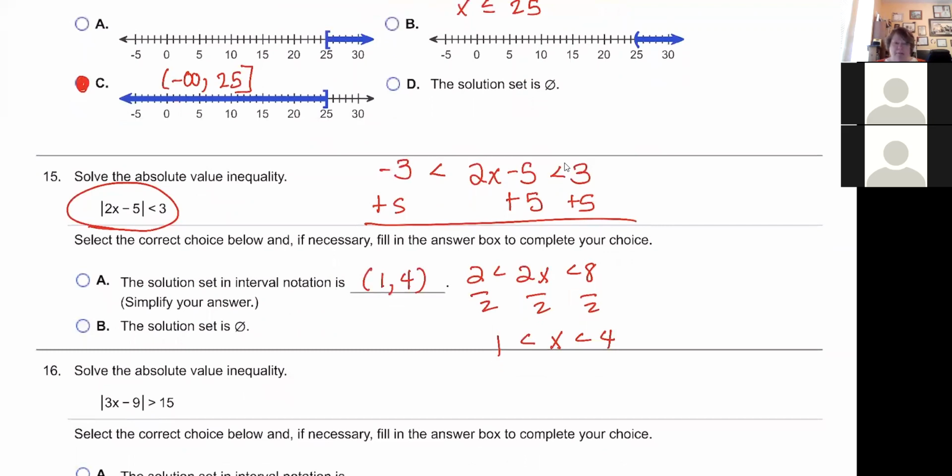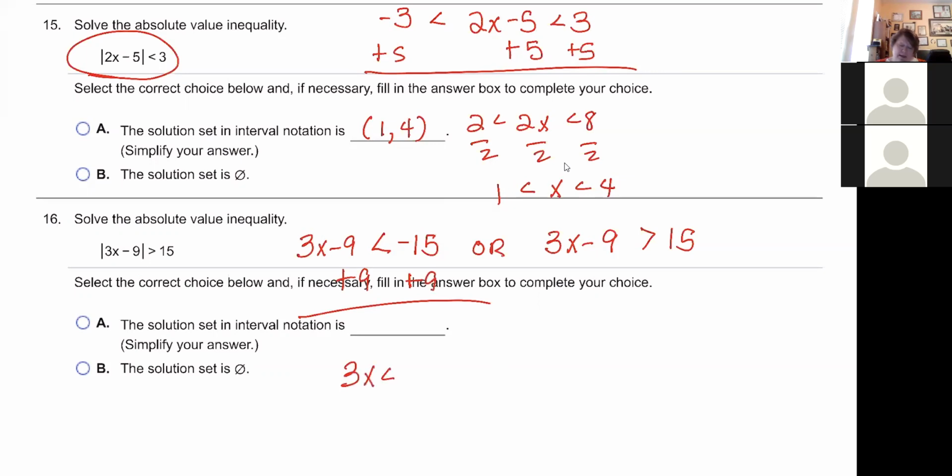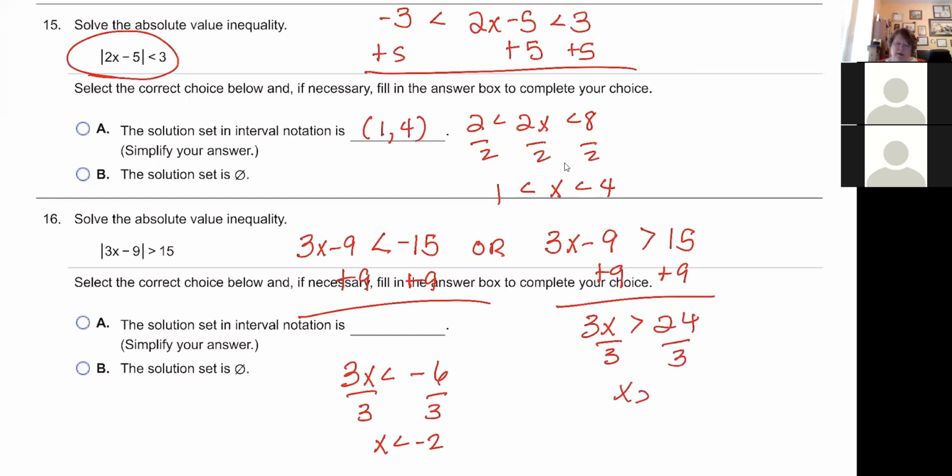And then the greater than type, you solve this by taking the stuff on the inside of the absolute values and setting it less than the negative. You take the stuff on the inside of the absolute values and you set it greater than the positive. And then solve the two inequalities. So I get 3x is less than, is that -6? So x is less than -2. 3x is greater than 24, divide both sides by 3. X is greater than 8.